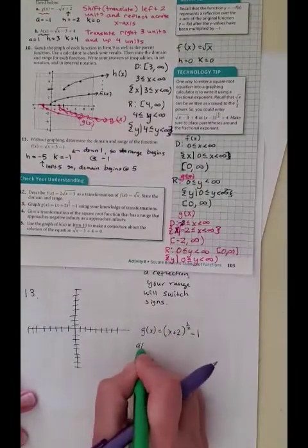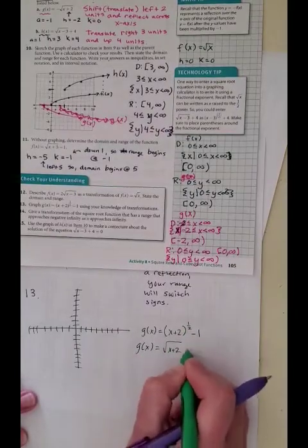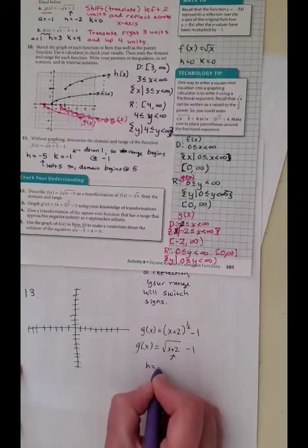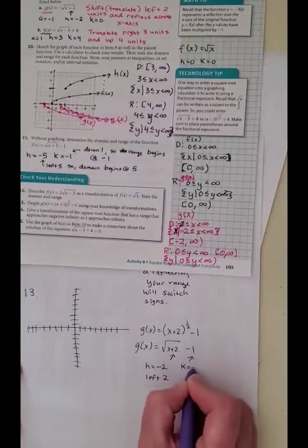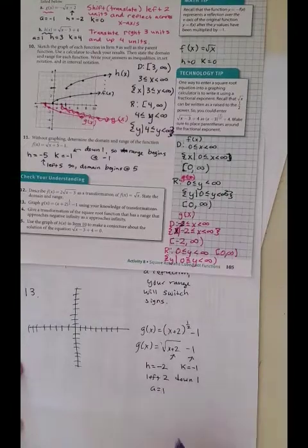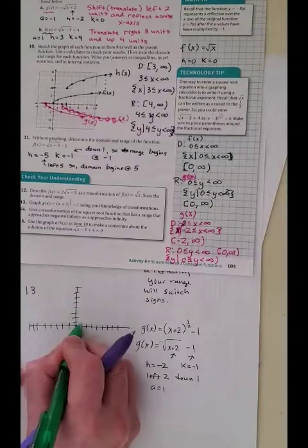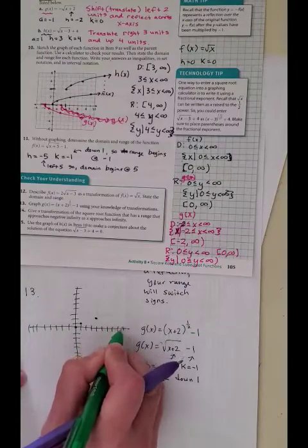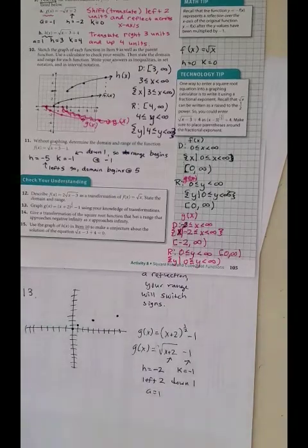Remember that g of x equals (x plus 2) to the 1/2 is just square root of x plus 2 and then minus 1. So that tells me that this graph is shifting h equals negative 2, so left 2, k equals negative 1, so down 1, and there is no scalar or reflection because a equals 1. So I'll do my parent in green: (0, 0), (1, 1), (4, 2), and (9, 3), and I'm going to shift this graph left 2 and down 1.